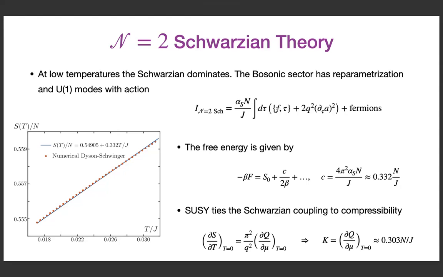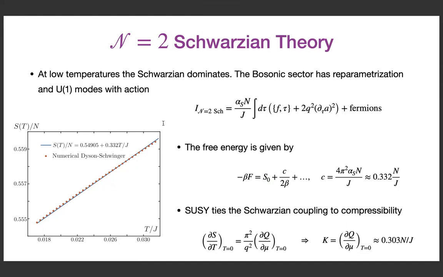So it gives an action to this reparametrization mode f and the U(1) mode A. The reparametrization mode corresponds to fluctuations in energy, and A corresponds to fluctuations in charge. And this Q appears because of the fractional charge. So it tells you that the free energy behaves linearly with temperature. So this is the zero temperature entropy. And then there is a term linear in temperature, and the Schwarzian coupling, this alpha S, appears precisely in this linear term. And okay, we computed it numerically.